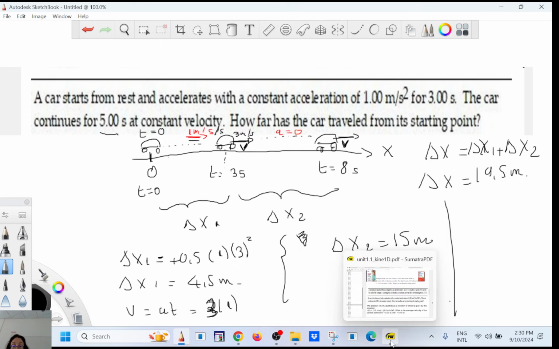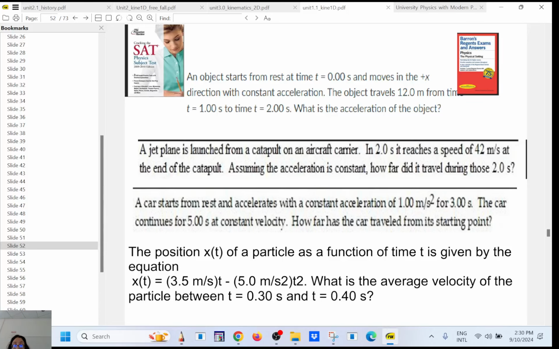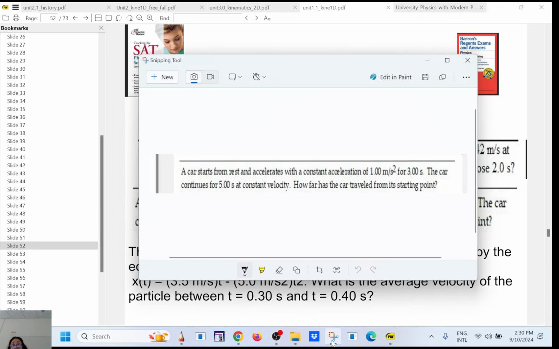So the speed increased by 1 every second. Okay, one more. This one I think is from the homework or something like this. Let's try to do the last one.